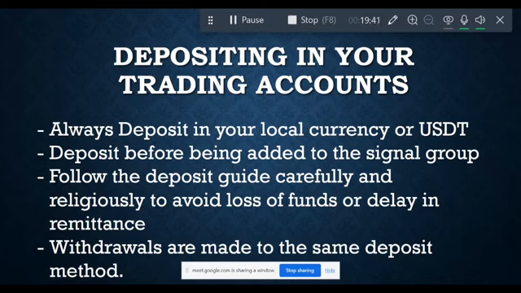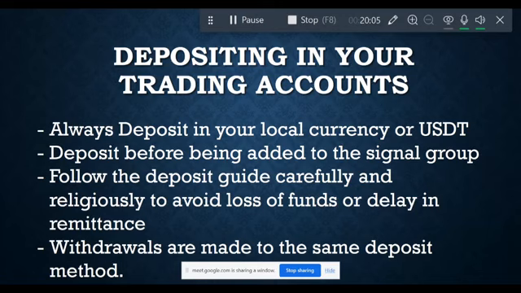Now, when you are making a deposit, try to deposit in your local currency. A couple of times people have called me, can I deposit in dollars? Can I use my dollar card? I tell people, don't pay with a dollar card. If your broker allows you to deposit in local currency, please do. It's easier and less stressful for you. Pay in local currency. If you can't pay in local currency, then you can use crypto. You can use USDT, which is very easy as well.